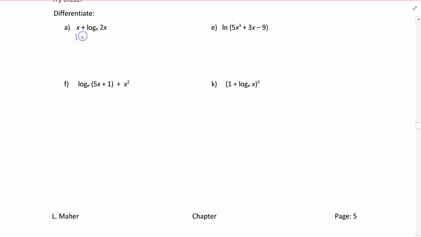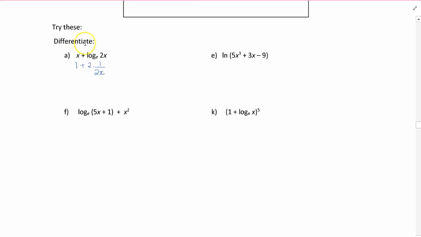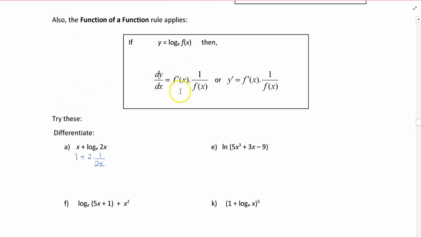And now we have plus log to base e of 2x. It will definitely be 1 over 2x. It's always 1 over whatever sits in this position. This will require the function of a function rule, and the derivative of 2x is 2. If I just scroll back a little bit, oops, wrong way. You have to differentiate your little function in x. The derivative of 2x is 2, and it goes here, the front.